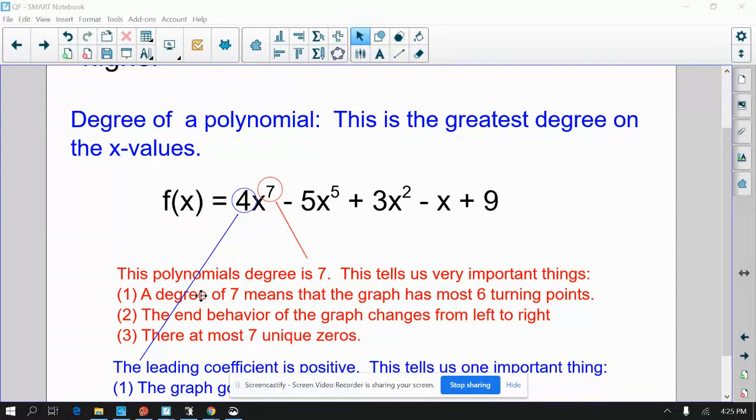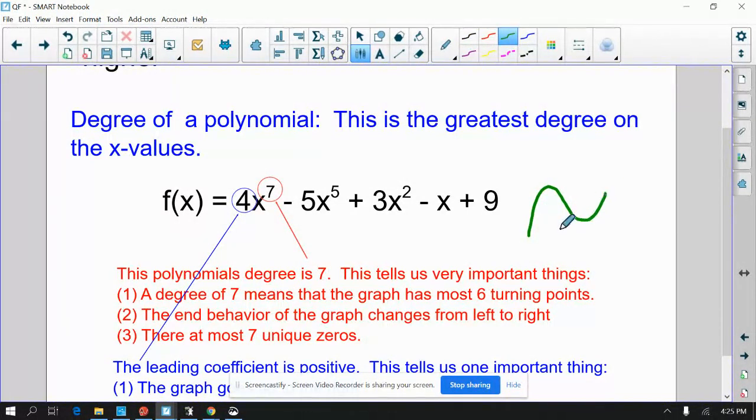The degree is 7, so that means it has at most 6 turning points. So if we were to graph this, like this is a turning point. That's one turning point. Well, here's another turning point. You turn around. And here's yet another turning point. So 1, 2, 3. This has 3 turning points. But since it's a degree 7, it always has at most one less than the degree in turning points. So the degree is 7. It has at most 6 turning points.